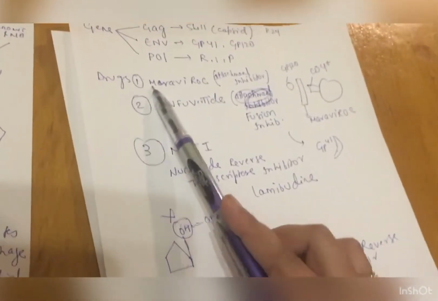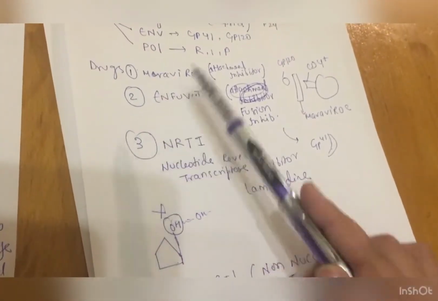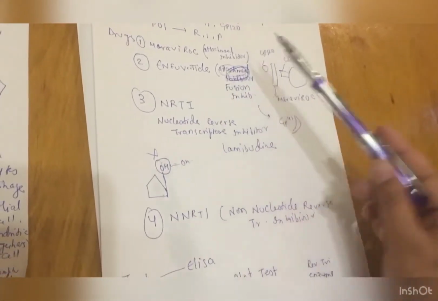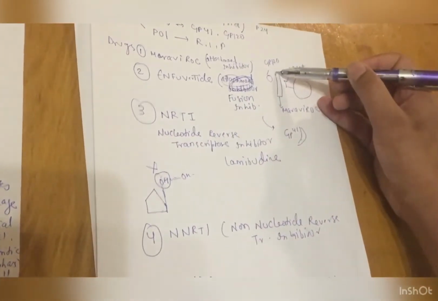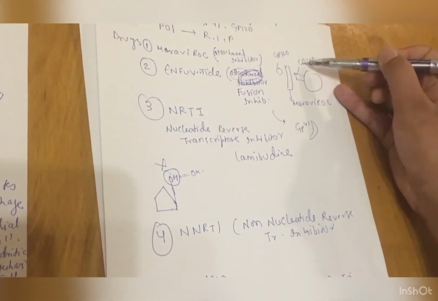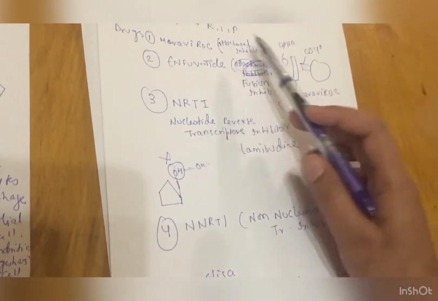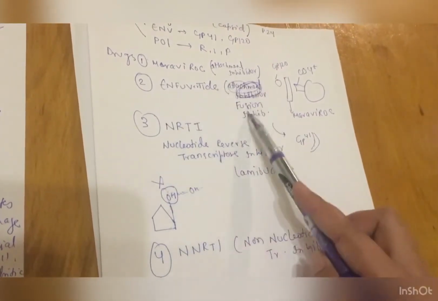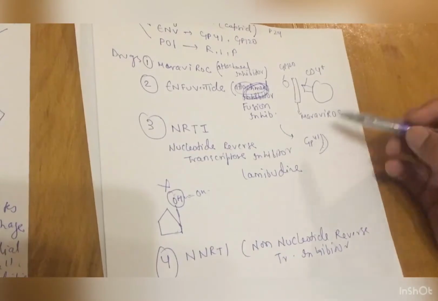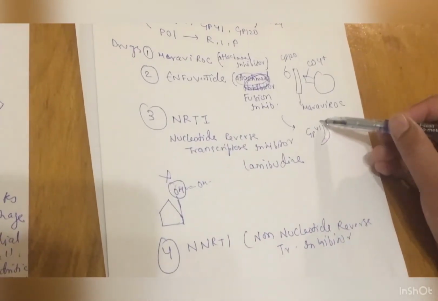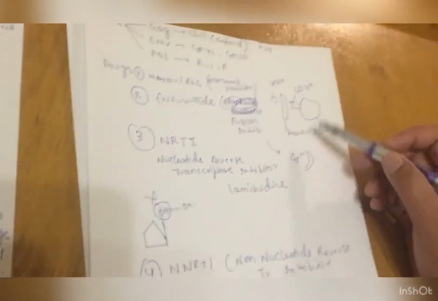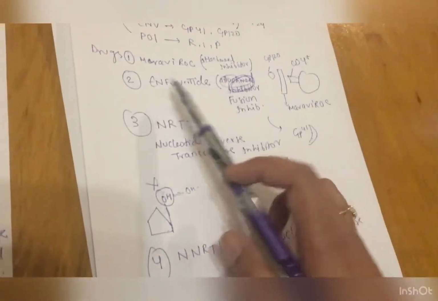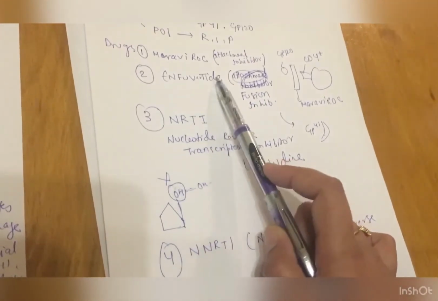Now about drugs. There are 4 drugs. The first is called attachment inhibitor, meaning it inhibits the attachment of GP120 with the CD4 receptor. The name of this drug is Maraviroc. The second drug is fusion inhibitor, meaning it blocks GP41 so that fusion of GP41 with the macrophage membrane is inhibited, and the name of the drug is Enfuvirtide.